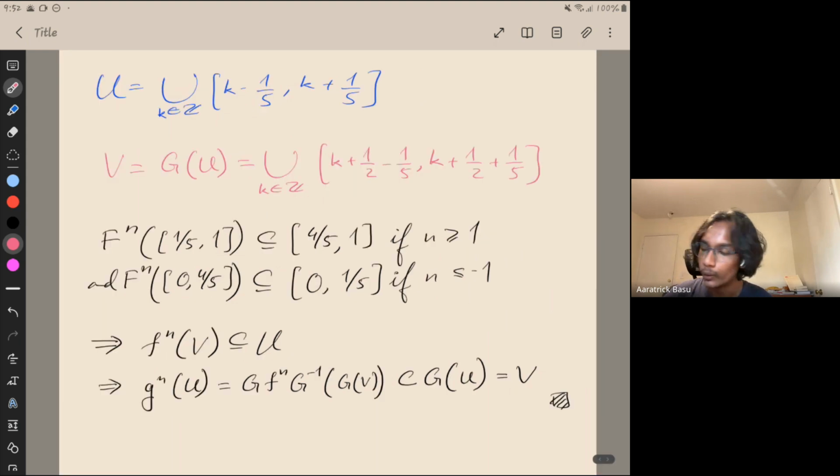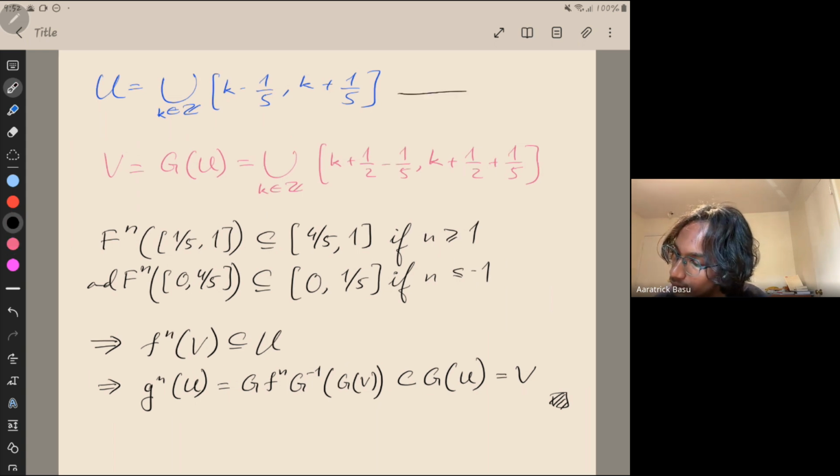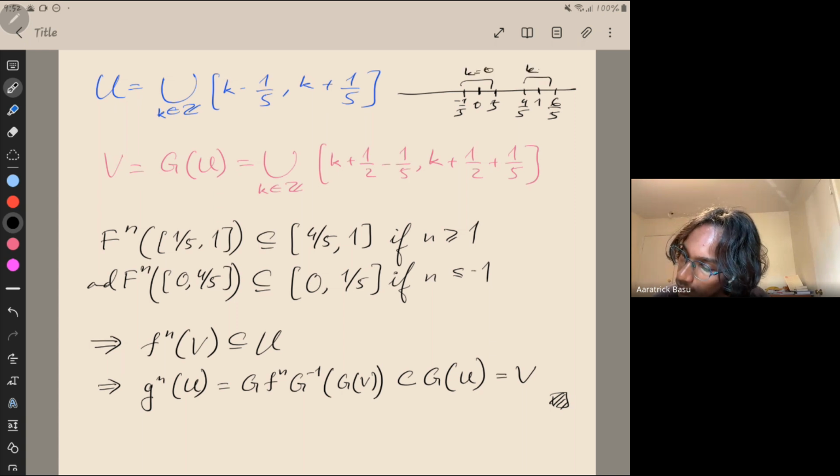So what are my sets U and V? The sets U and V are these unions of length 2 over 5 intervals about the integers. So let me draw a quick picture. I should have maybe drawn this picture before. So 0, this is minus 1 over 5, 1 over 5. So this is 1. And then, for example, if you have 1 here, this is 4 over 5, and then 6 over 5. This is k equals 0. This is k equals 1. And you have copies like this, and so on.